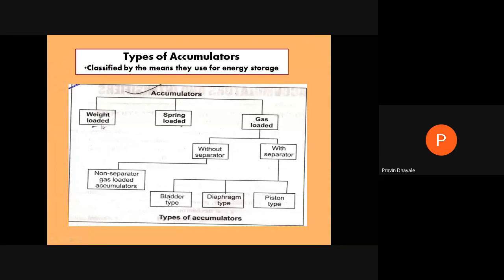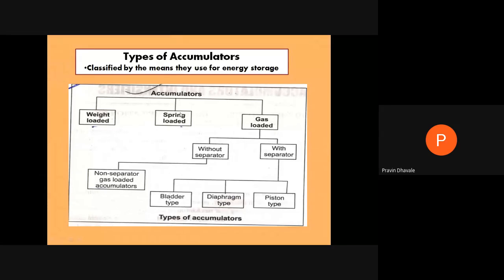Now, regarding the weight loaded accumulator, these are ram type accumulators, where the piston rod, which has a large diameter, acts as a ram. On that ram we put some dead weight, and because of that, pressure energy is generated on the fluid which passes into the cylinder. Such accumulators are called weight loaded accumulators, right?